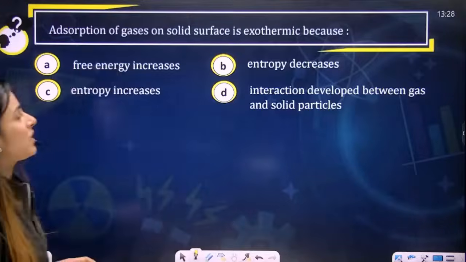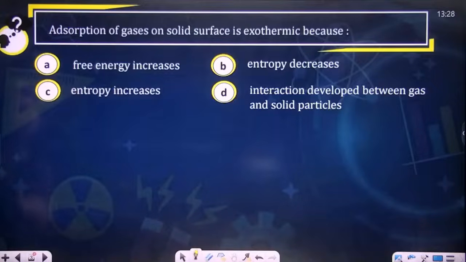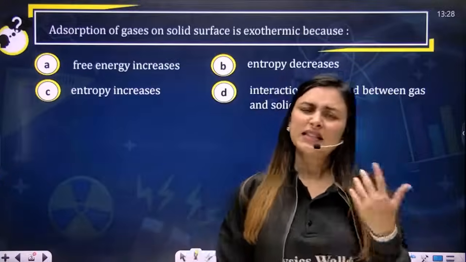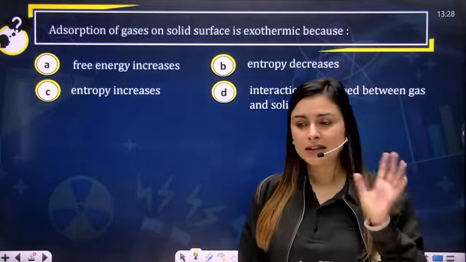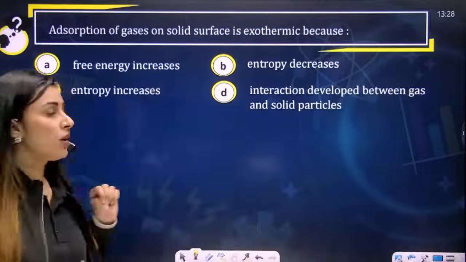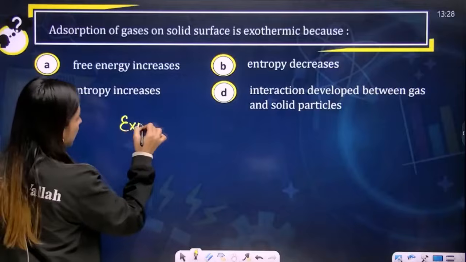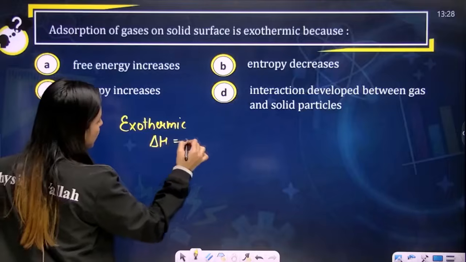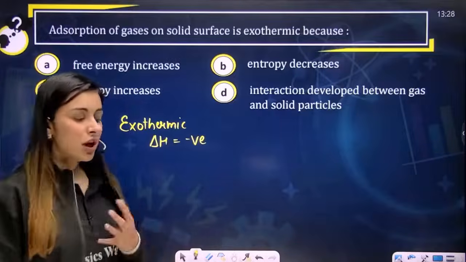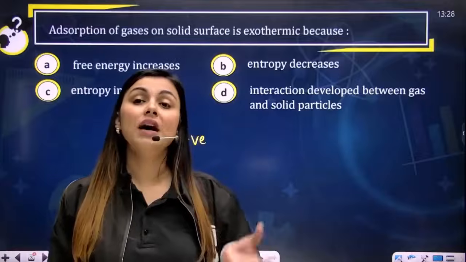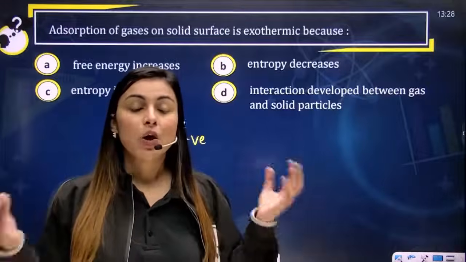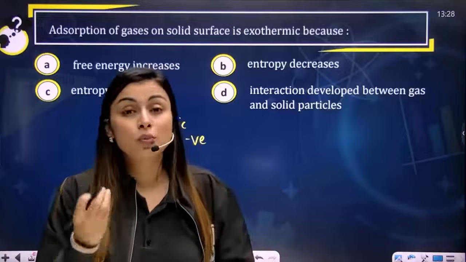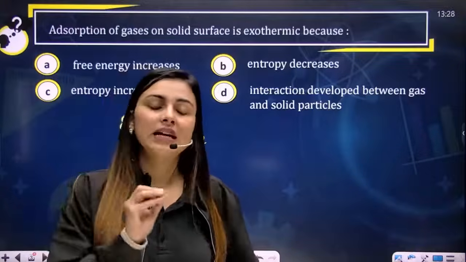Okay. So my dear students, the first question says, adsorption of gases on a solid surface is an exothermic process. Is adsorption an exothermic process? Let's try to understand. When we talk about exothermic, we know that delta H is negative, that is, heat is released. Whenever new bonds are formed, energy is released. Whenever bonds are broken, you have to provide the energy. Now when new bonds are formed, energy is always released, that is, delta H is negative.